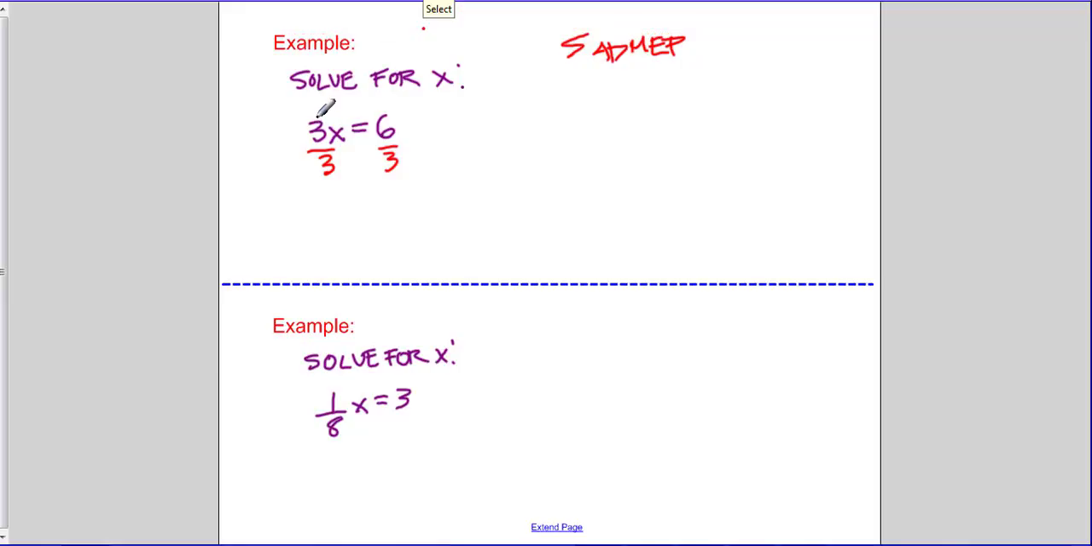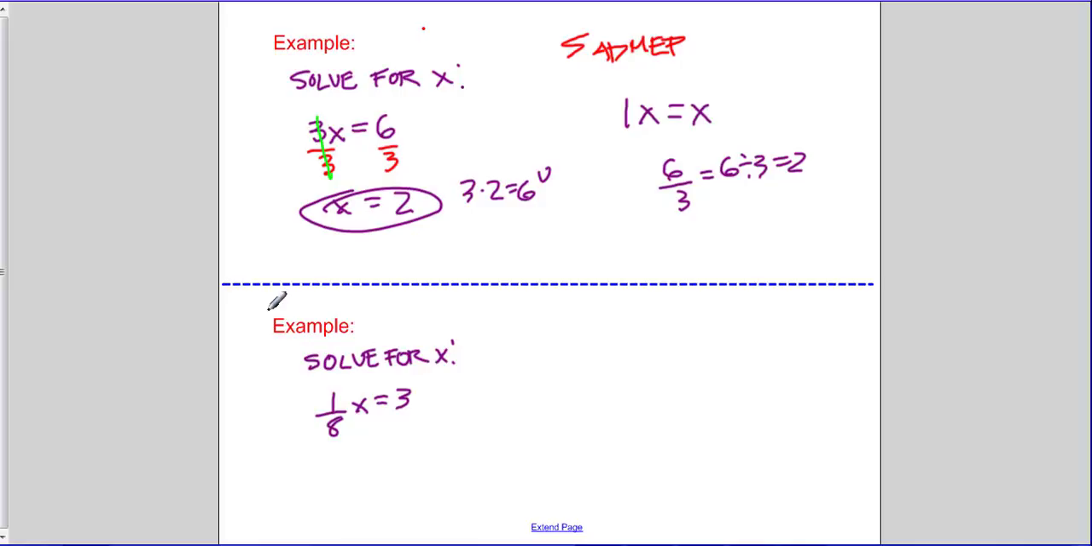So now my 3 divided by 3 is 1. That leaves me with 1x. But 1x is x, because anything times 1 is itself. So this leaves me with x equals 6 over 3, but 6 over 3 is 6 divided by 3, which is 2, so x is 2. And if I want to check my answer, I go 3 times 2 is 6, and that checks out. So my answer here is 2.